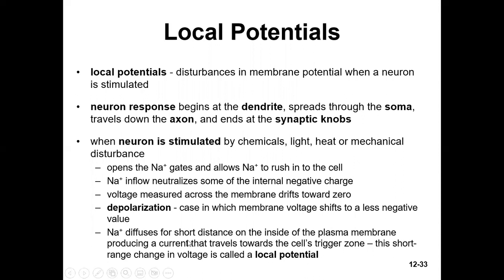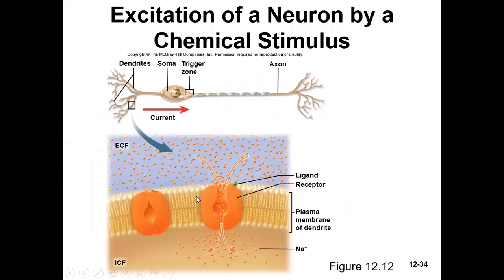The sodium diffuses for a short distance on the inside of the plasma membrane, which will produce a current that will travel towards the cell's trigger zone. If you remember on the picture of the neuron, right above or right near that axon hillock where the axon comes out of the neurosoma, that's the trigger zone. This short range change in voltage is called a local potential. So here's an axon, and here's a picture of it. Here are dendrites. They get stimulated by something. The change in potential will travel into the soma. If it's enough to make it to the trigger zone, it will be carried down the length of the axon.